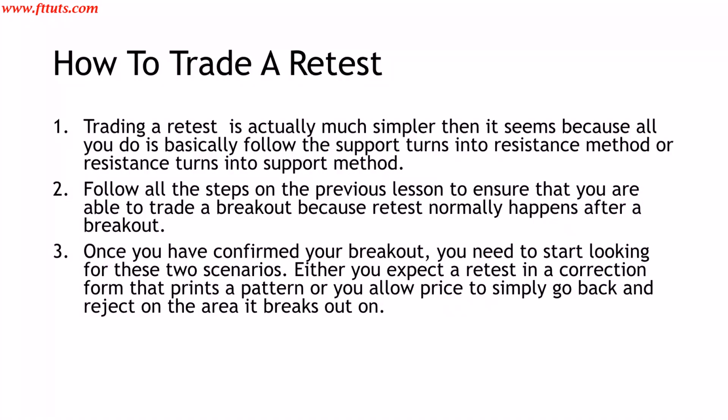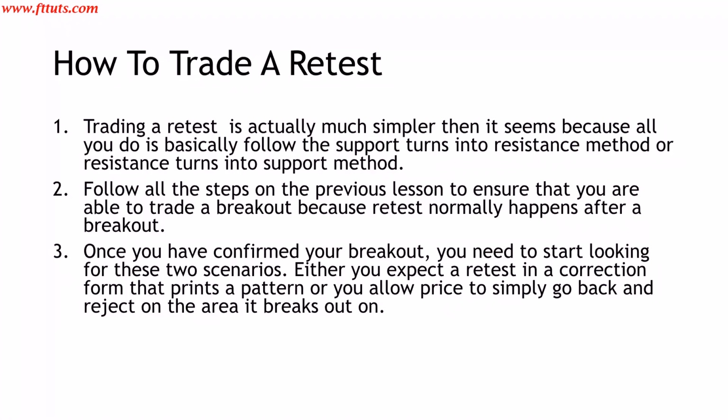Either you expect a retest in a correction form that prints a pattern, or you allow price to simply go back and reject on that area it breaks out on. So basically what happens is that once you confirm your breakout, you need to start looking for these two scenarios. So you expect the retest in a correction form. So let's say now you are at a resistance level. I'll also jump onto the whiteboard to show you, but you're at the resistance level. Price broke out impulsively, then now it's coming back.